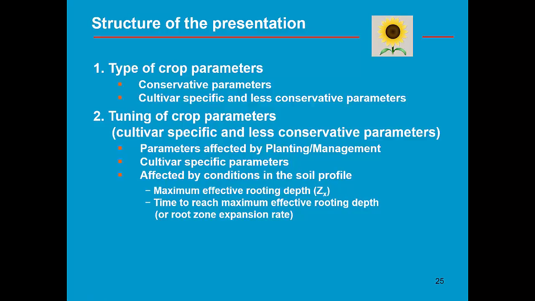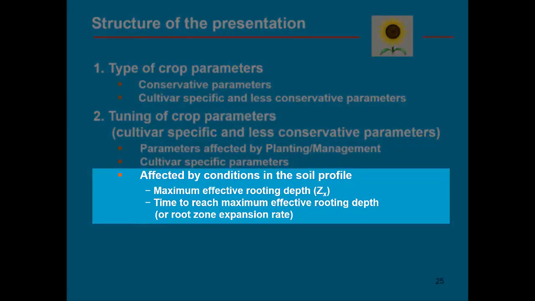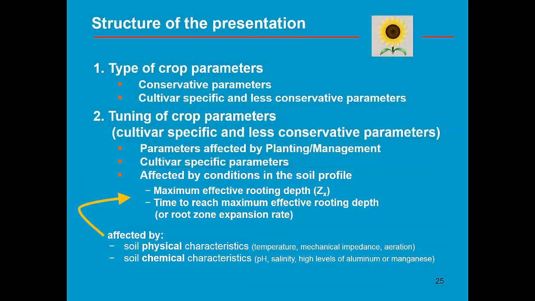The next step in the tuning process consists in specifying the crop parameters which are affected by conditions in the soil profile. They consist of the maximum effective rooting depth and the time to reach that depth. The rooting depth and the time to reach it are affected by soil physical and soil chemical characteristics.